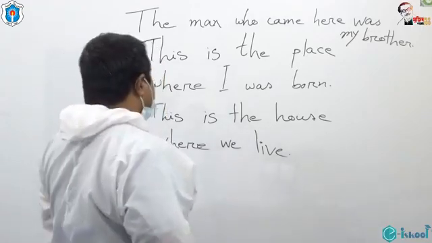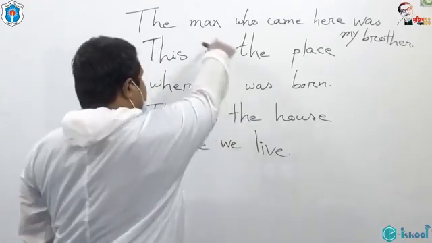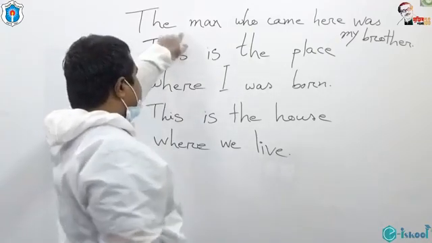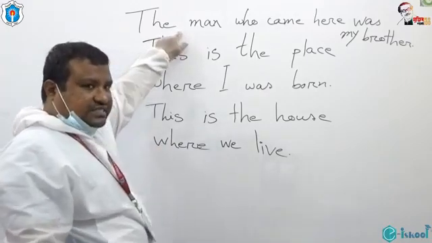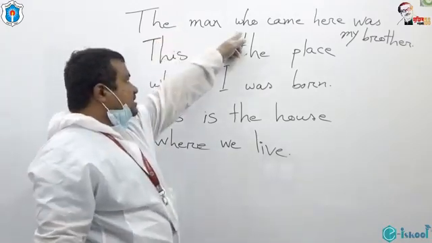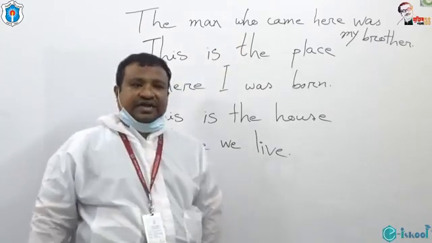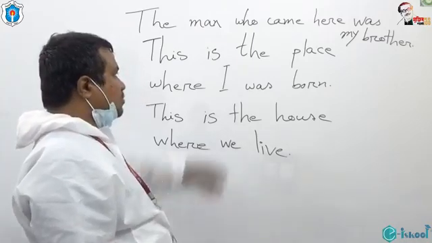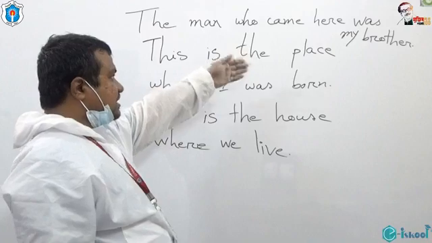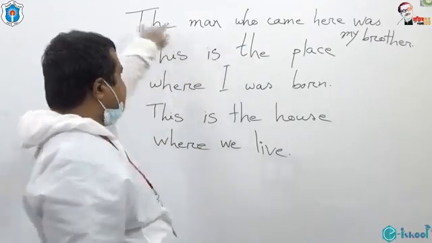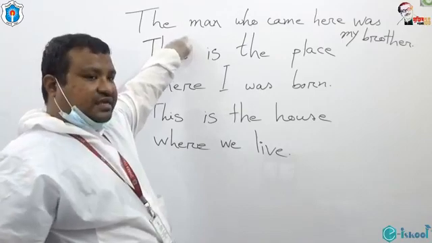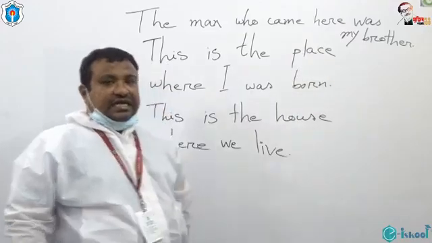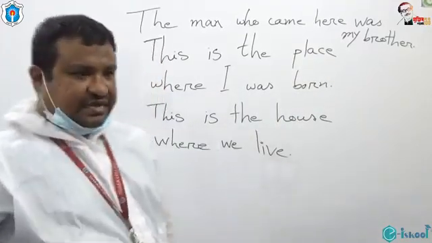But here we cannot say the same. In the first sentence, the sentence starts with the subject, the man. Then suddenly we find the relative pronoun, that is, who came here. Then I am saying that was my brother. Here the subject is actually the man, so we need not insert another subject here. Some more sentences like this can be seen.